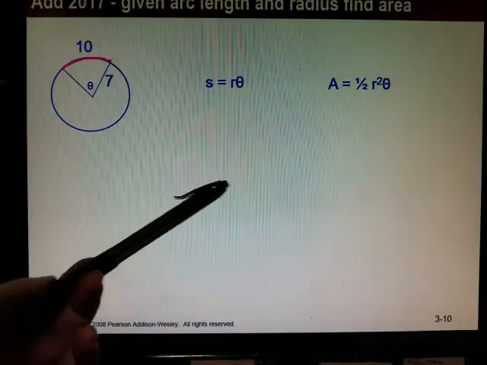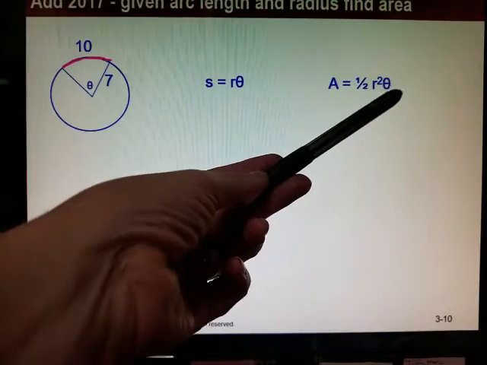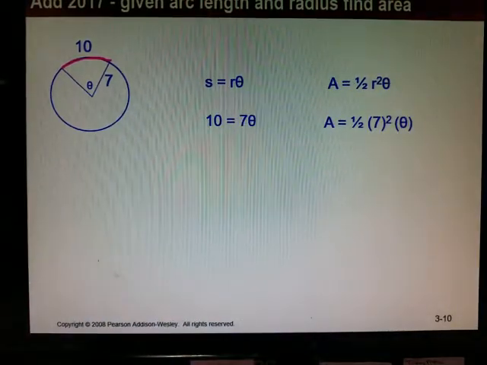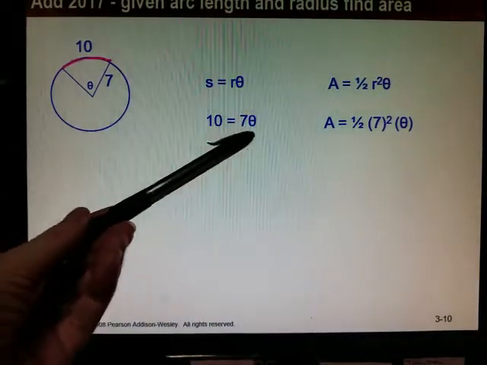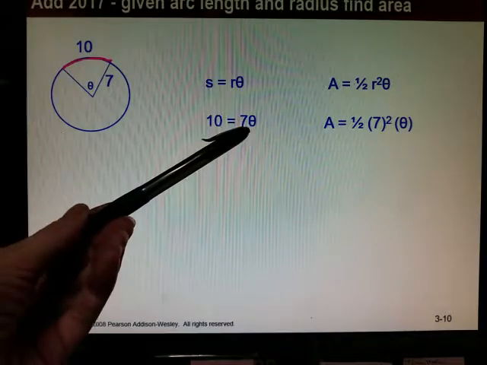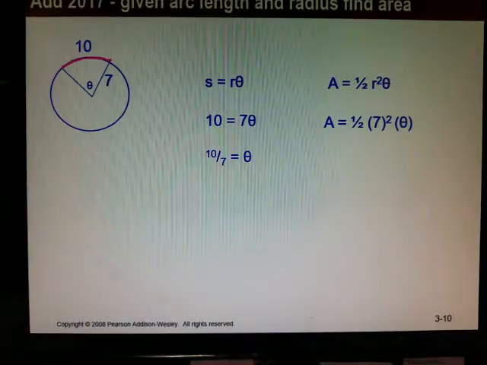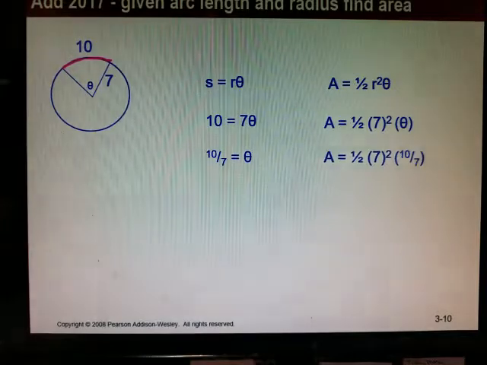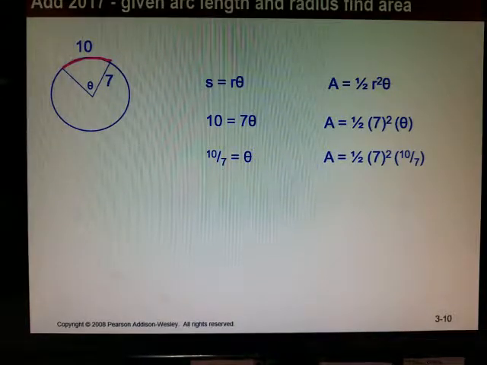Now I want to find the area. I know the radius there is 7, but I need that angle measure to get the full area. I can get this angle measure by taking S divided by R. So the angle measure is 10/7 of a radian. So I plug my 10/7 back into the area formula, and then I can get my area for that sector.